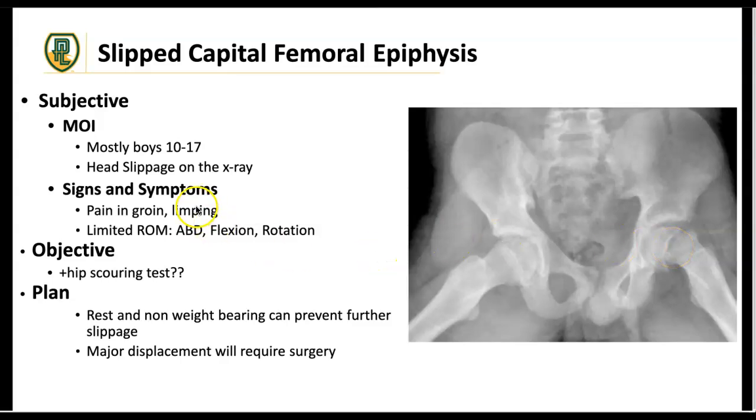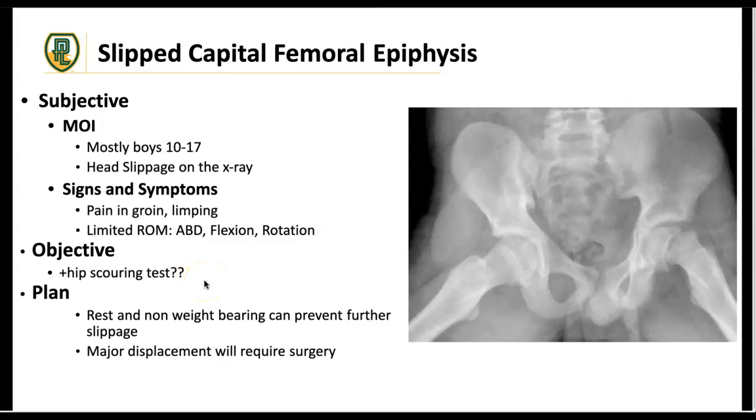And so the signs and symptoms are very similar. There's pain in the groin, they're going to be limping, but the major differential is they'll have a limited range of motion in abduction. That would make sense because there's going to be like this impingement or this bony block, flexion, and maybe rotational movements. And so we can try a scouring test. If the scouring test is positive, we're going to refer it out anyways because we oftentimes think of a positive scouring test as being associated with a labral pathology.